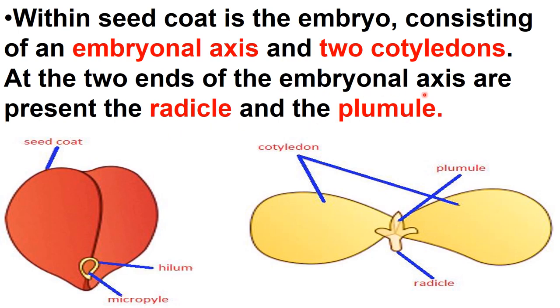Okay, on one end of the embryonal axis, radicle is present, as you can see here. This complete structure is the embryonal axis, and on one end plumule is present, and on another end radicle is present. Okay, so these are two main parts of the dicotyledonous seed, you can say: seed coat and embryo. And this embryo has the embryonal axis and these two cotyledons. So you can see here these two cotyledons and the embryonal axis having plumule and radicle, right?